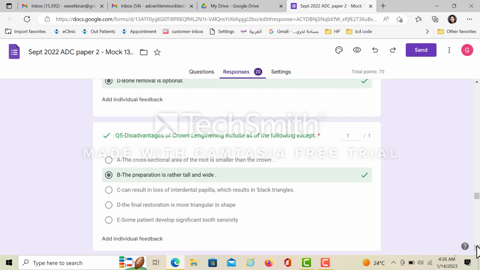Some patients will develop significant tooth sensitivity. Well, it's a vital tooth, and if you're going to expose a part of the root, it may be a little more sensitive. So that is correct. That is a disadvantage. The only advantage is you'll get a taller crown for preparation, meaning you'll get more retention, so the crowns won't come out.